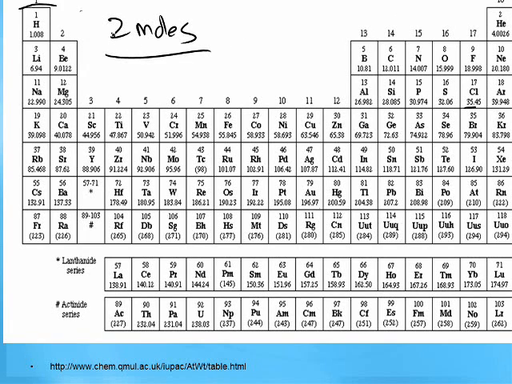Okay, what about if we had 2 moles? 2 moles of hydrogen would be 2 grams. 2 moles of helium would be 4 grams. I'm sorry, 2 moles of helium would be 8 grams. 2 moles of carbon would be 24 grams. 2 moles of yttrium is 178 grams.